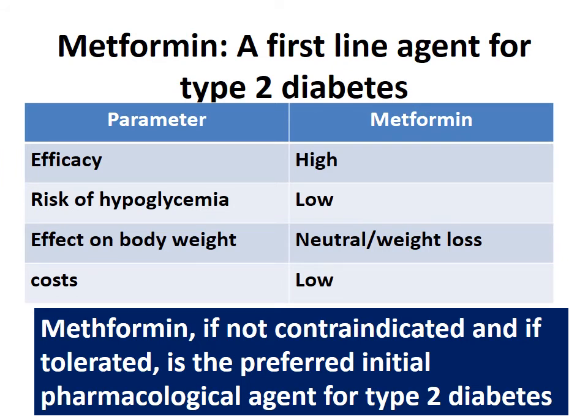Metformin is the first choice for treatment of type 2 diabetes because this drug has a high efficacy, low risk of hypoglycemia, and reduces body weight, combined with low cost. Metformin, if not contraindicated and if tolerated, is the preferred initial pharmacological agent for type 2 diabetes.